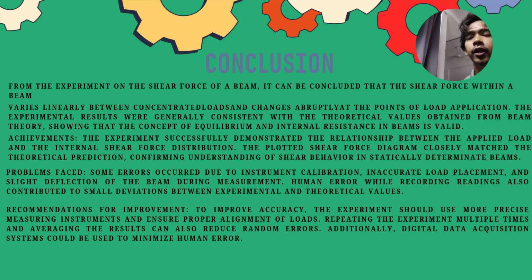In conclusion, from the experiment on the shear force of a beam, it can be concluded that the shear force within a beam varies linearly between concentrated loads and changes abruptly at the points of load application. The experimental results were generally consistent with the theoretical values obtained from beam theory, showing that the concept of equilibrium and internal resistance in a beam is valid. The experiment successfully demonstrates the relationship between the applied load and the internal shear force distribution.